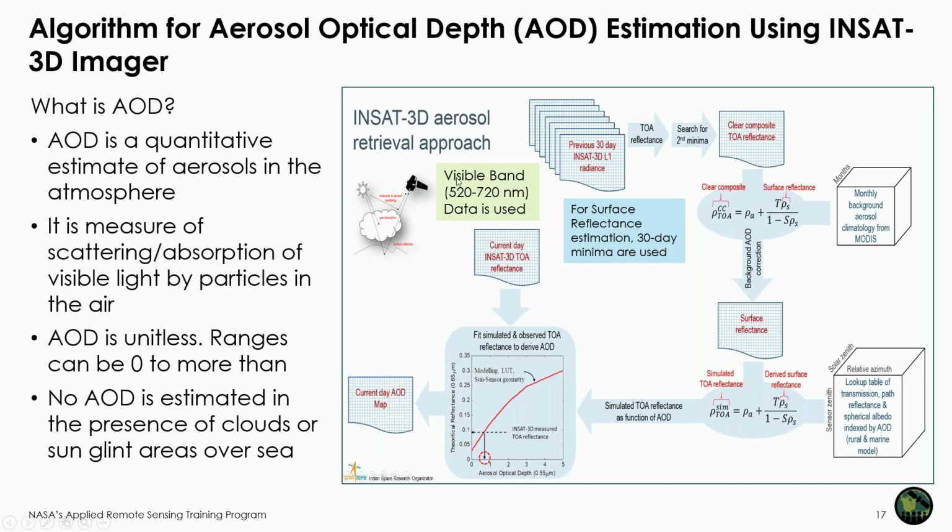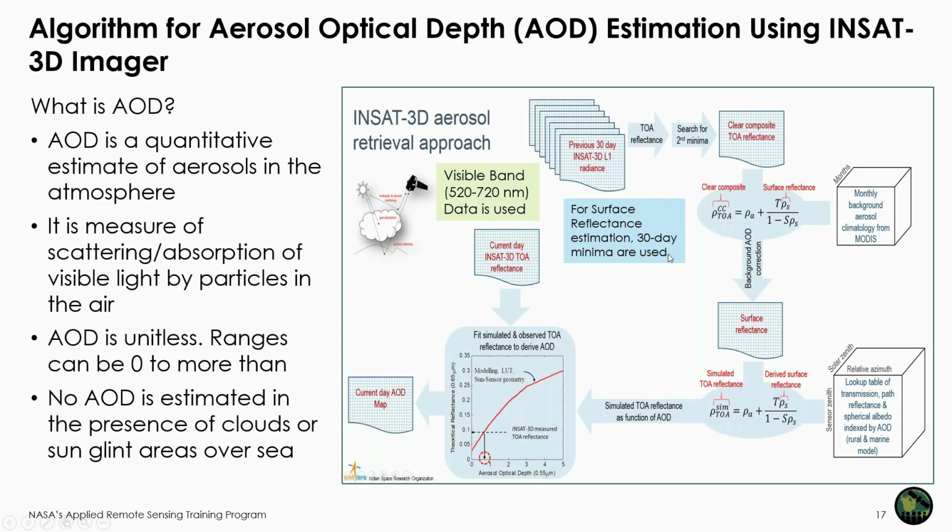Since we have only one channel in the case of aerosol remote sensing, one of the key difficulties is how to get rid of the surface reflectivity. So using a 30-day composite of INSAT data, we try to create a minima for each of the pixels, and this 30-day data is used to construct a minima image. The minima image should correspond to the lowest aerosol loading which we can see over 30 days. And we create what we call the clear composite top of the atmosphere reflectance. And then from this reflectance, we generate the surface reflectance for the 30-day minima.